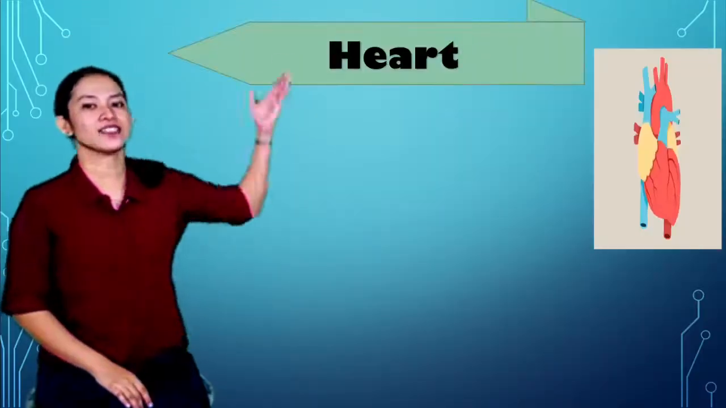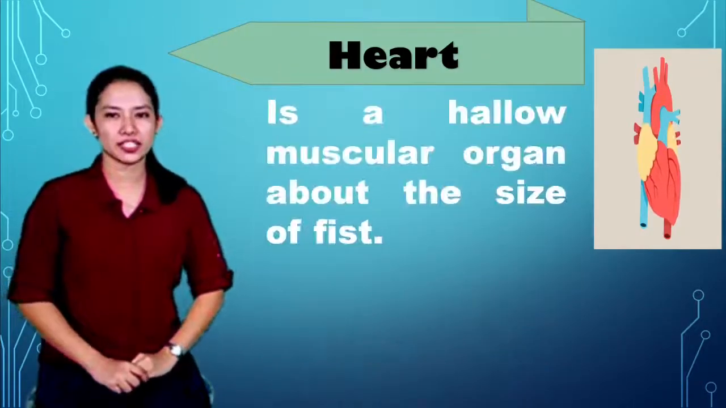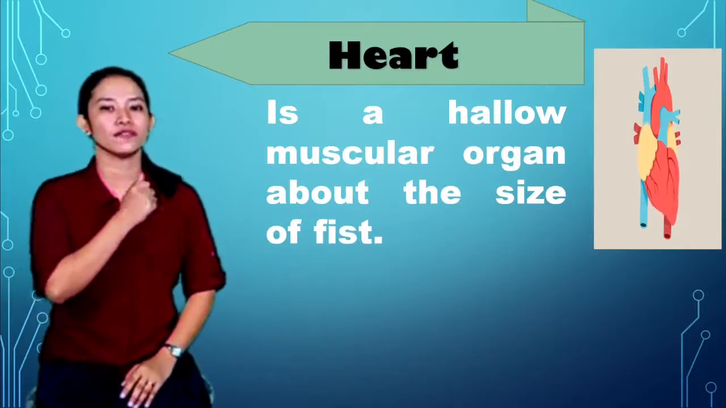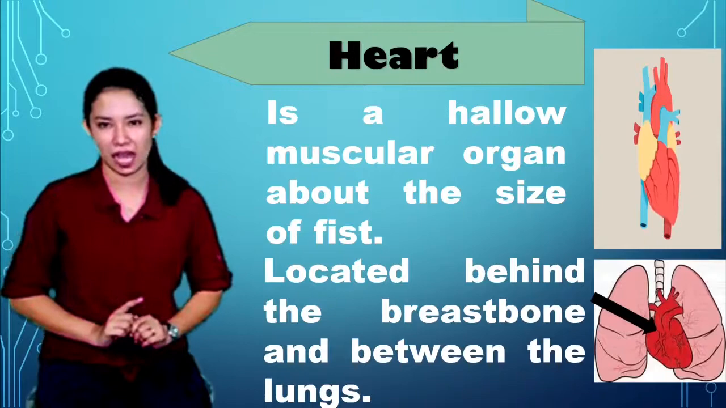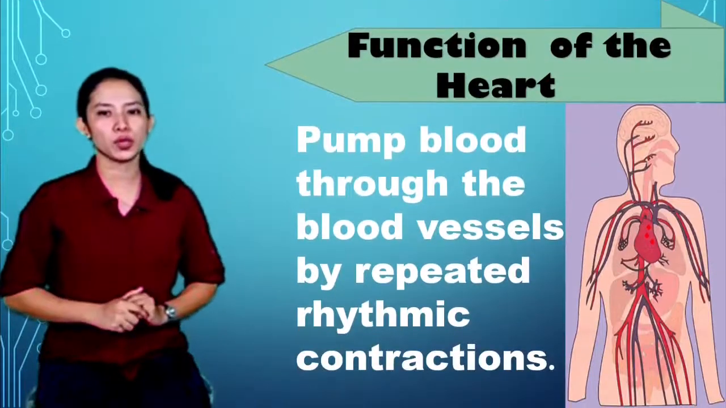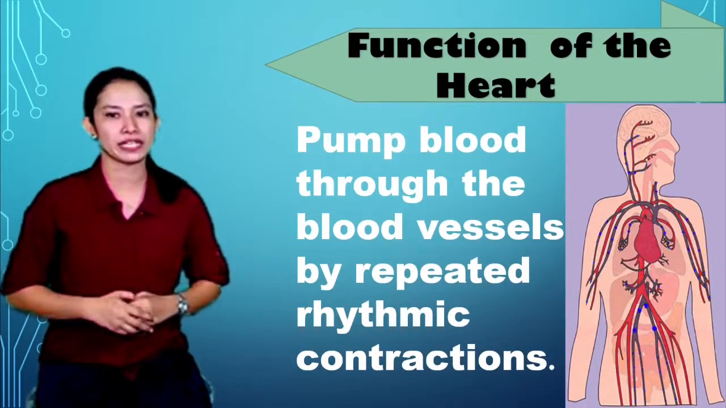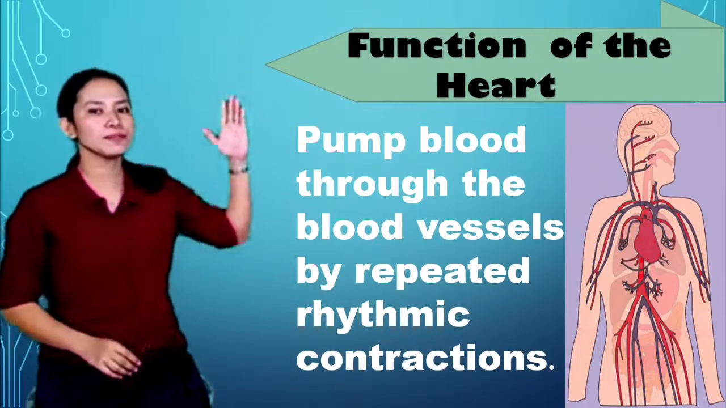The third is the heart. It is a hollow muscular organ about the size of a fist. It is located behind the breastbone and between the lungs. It pumps blood through the blood vessels by repeated rhythmic contractions. The heart moves blood through all the parts of the body to transport nutrients such as oxygen and take up waste materials such as carbon dioxide.